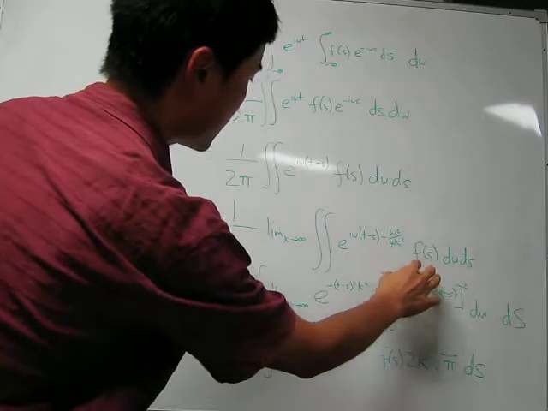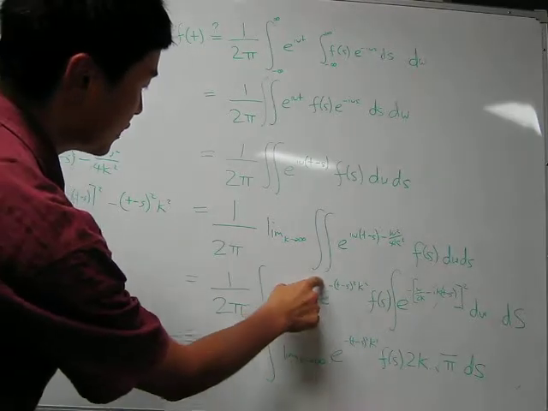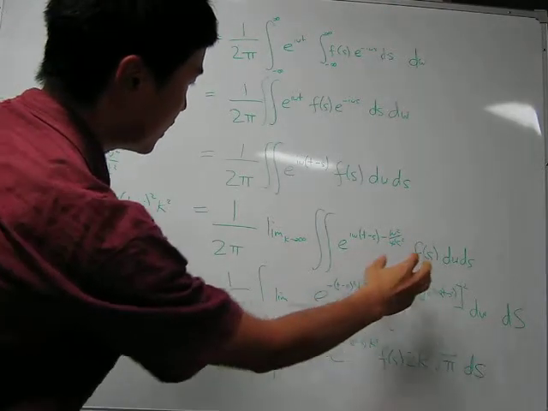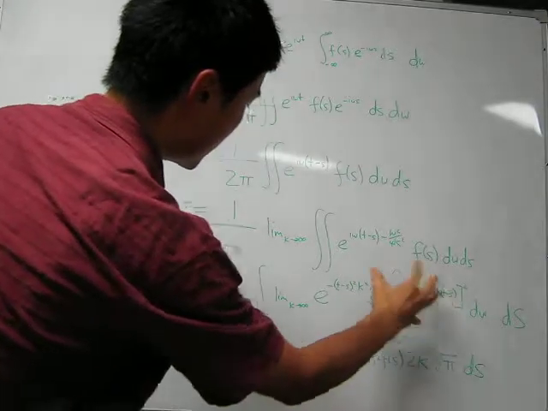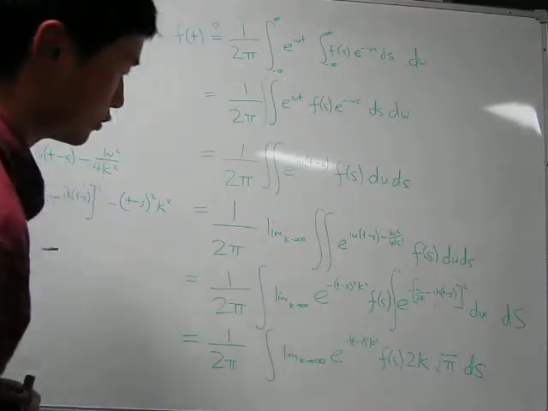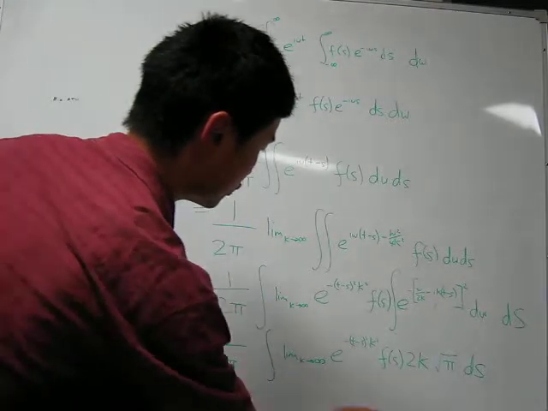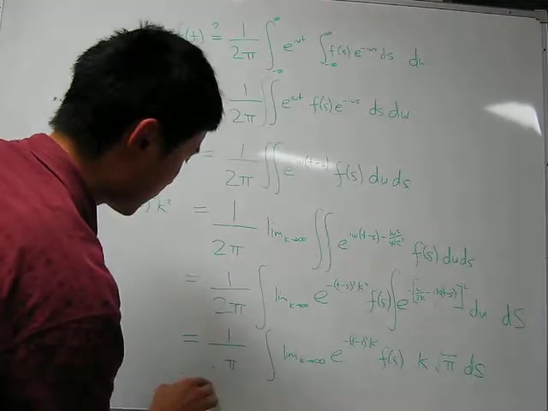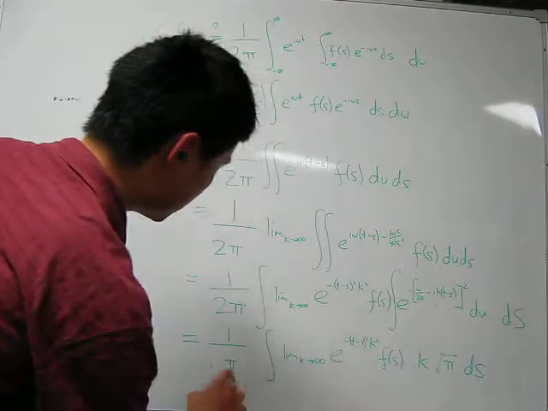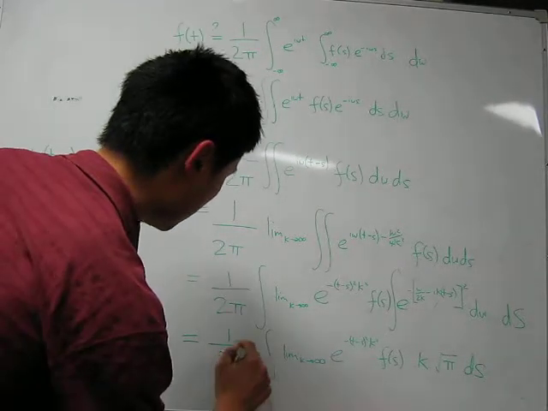The other factors, the f of s and the e to the negative (t−s) squared k squared, they don't depend on omega, so they can be moved out of the integration symbol. And this is what I've got. The 2 here cancels with this 2. And the root pi here partially cancels with the pi in the denominator here.